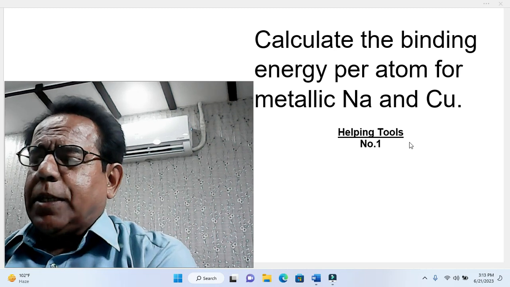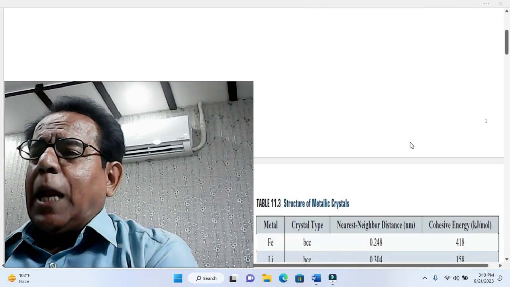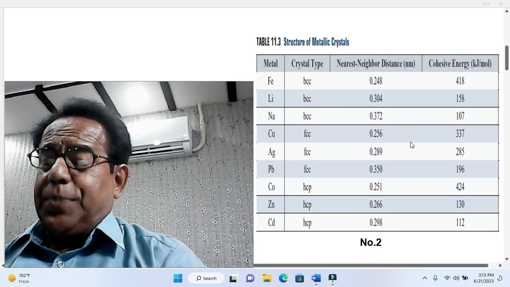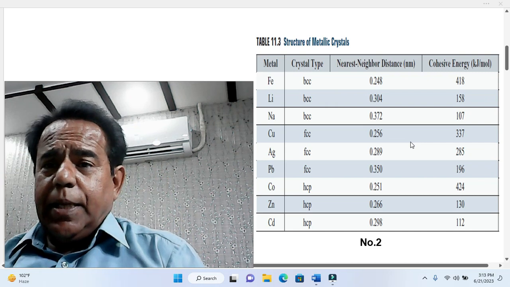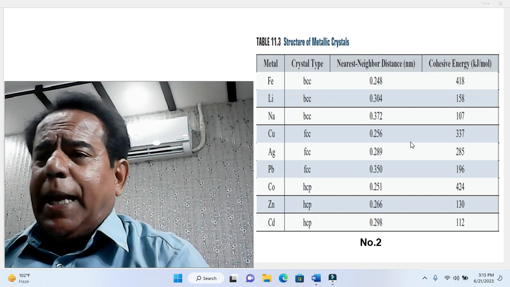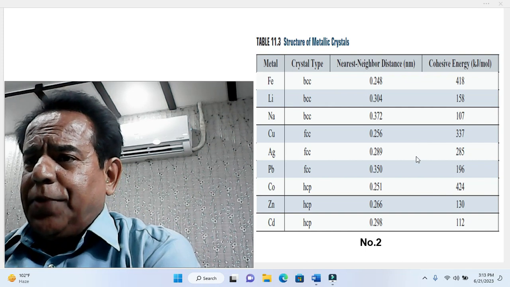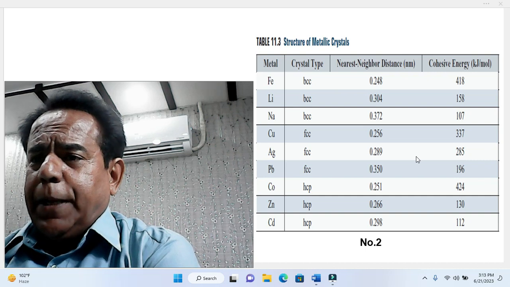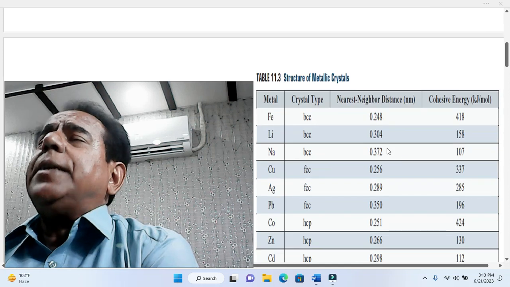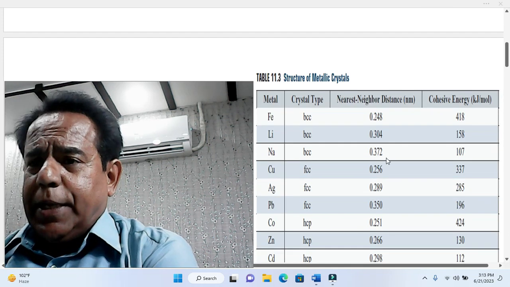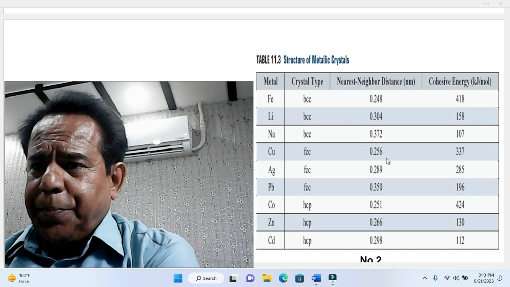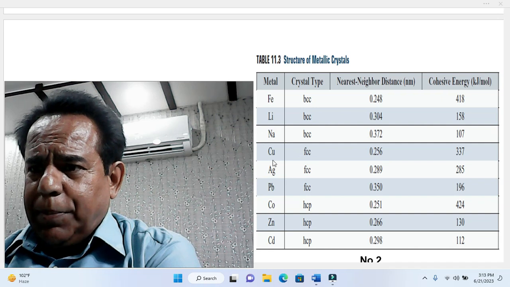As usual, we first come to helping tools. After the statement we come towards helping tools. In helping tool number 1, a table has been shown. We see what is the speciality in this table. We are concerned with sodium and copper. So in this table we see whether sodium and copper exist. Yes, this is sodium and this is copper.